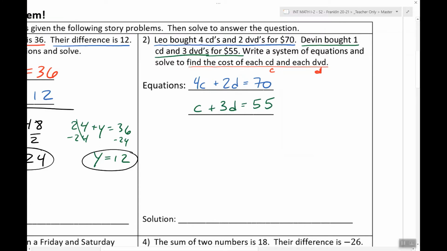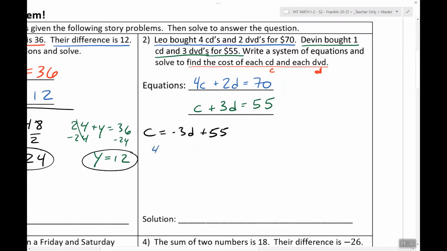Now for this system, which we now have, honestly we could go one of two ways. We could solve for C, since it's all by itself, and use substitution, or we can multiply this equation by -4, and we could use elimination. I think I'm going to go ahead and solve for C, because that seems a little quicker to me. We're going to subtract 3D from both sides, and C equals -3D plus 55. So I know that C is equal to -3D plus 55. And now I'm going to plug that into the other equation.